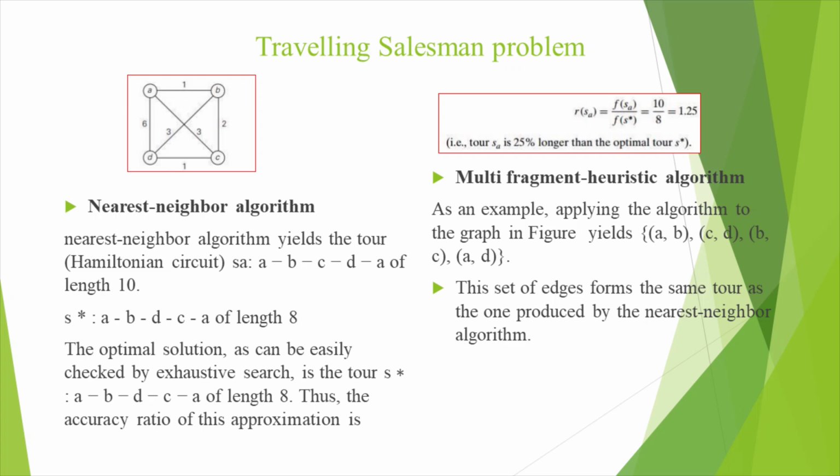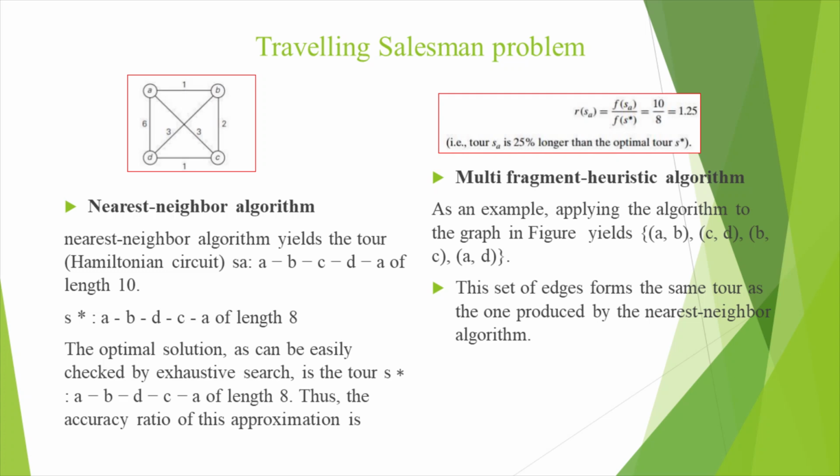The nearest neighbor is simple but may not give the best approximation, especially with high return cost. Next method is multi-fragment heuristic. The multi-fragment heuristic works by sorting all edges in increasing weight, adding the shortest edges one by one to the tour, avoiding the cycles until all vertices are connected in a single tour. Each vertex must be included in exactly 2 edges.